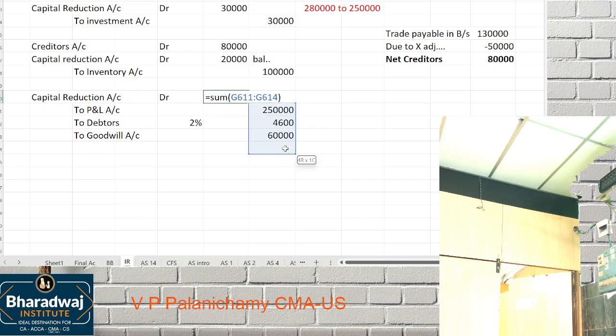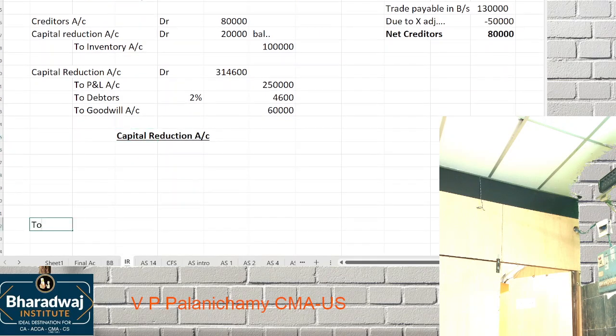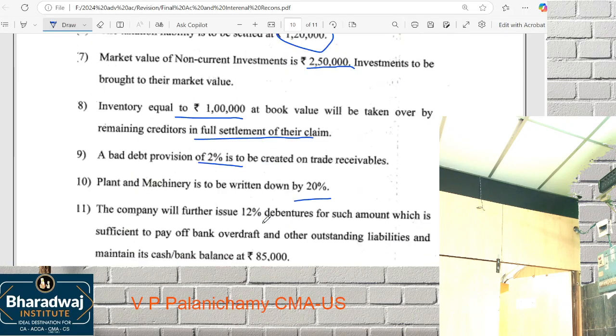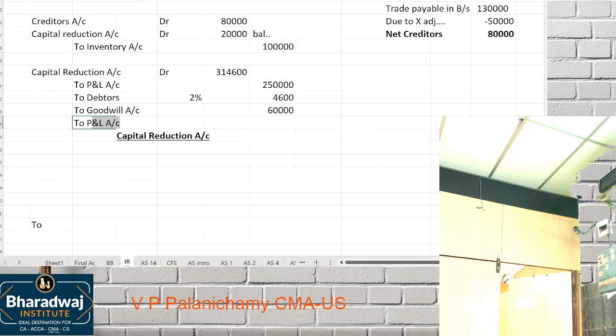Should the inventory be raised? We'll see. Prepare the capital reduction account and find out the balancing figure. The balancing figure you have to write off from which one? We have already said no. What is given? That also you can combine. Plant and machinery account, how much do you have to write off? 20% you have to write off. How much? How much?